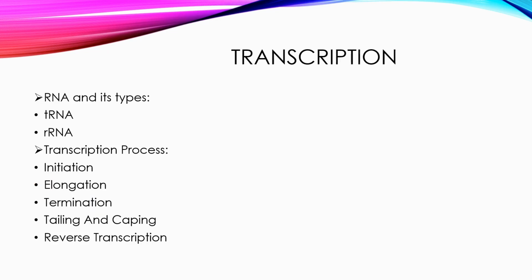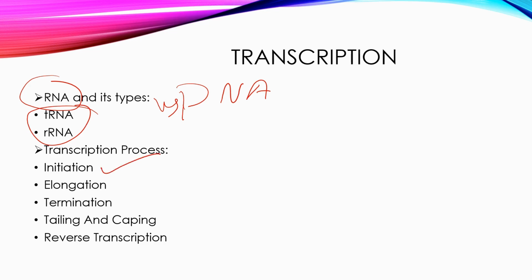Now the transcription: the different types of RNA and what RNA is, the RNA structure, and how it differs from DNA. Then the different types of RNAs, then the transcription process, which includes initiation, elongation, termination, tailing, and capping.